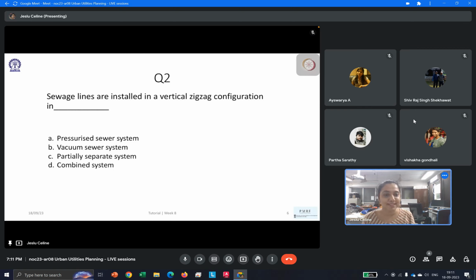Nobody wants to attempt. Okay. So any guesses, anything? What do you feel? Like where is the zigzag configuration preferred?